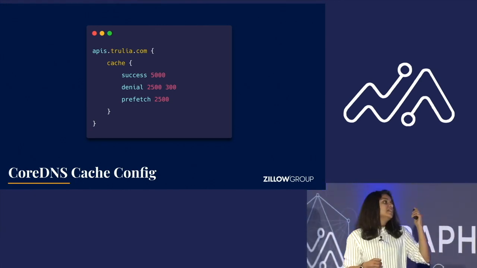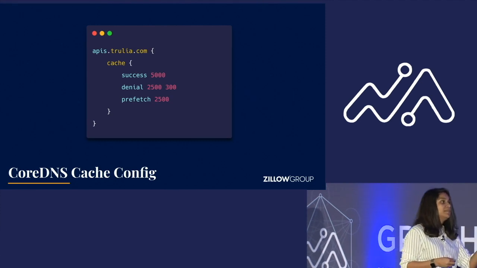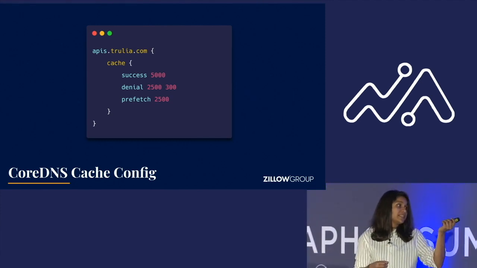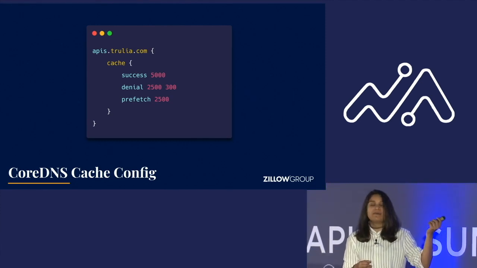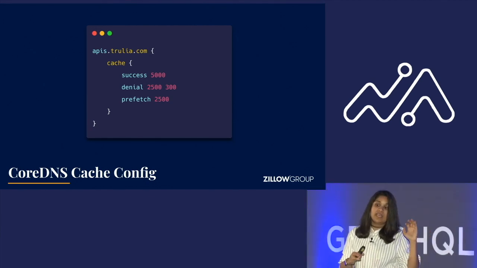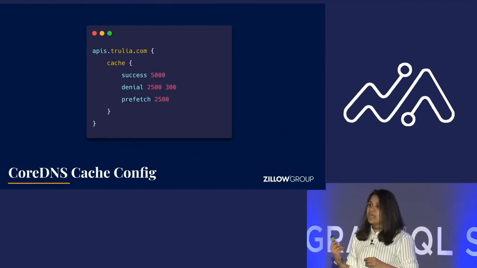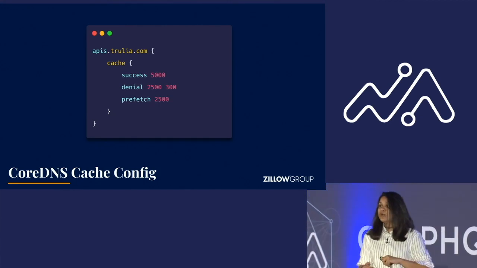Then we're saying denied resolutions or failures to reach the server should be cached for 300 seconds and 2,500 packets of that. And finally, here is where CoreDNS shined and we saw the magic, was we're telling it to prefetch 2,500 packets of the name resolutions CoreDNS thinks we're going to use next.